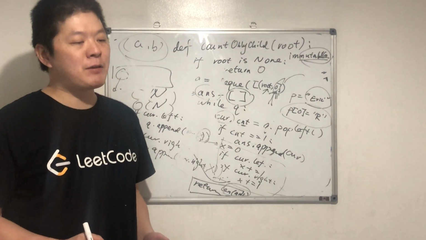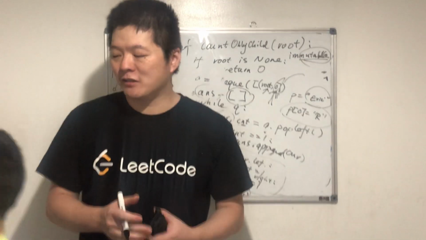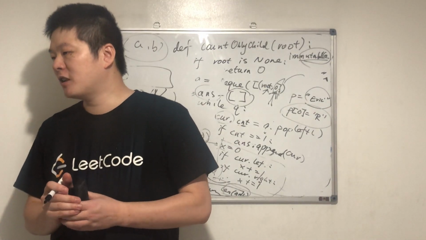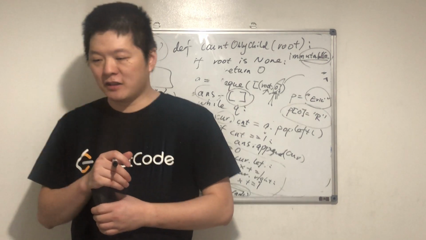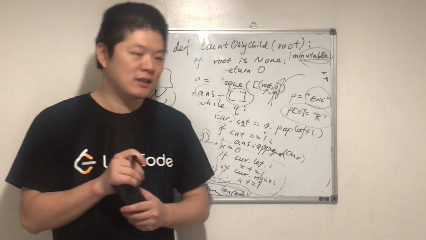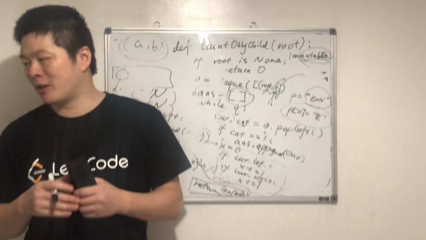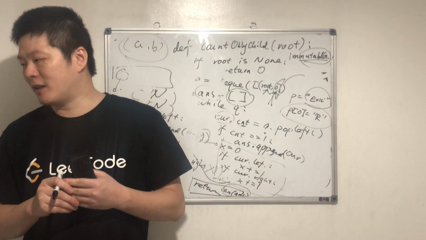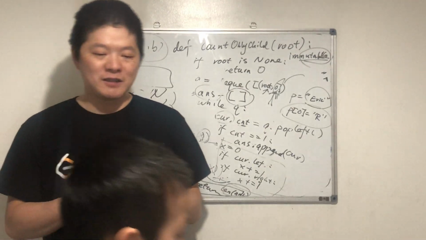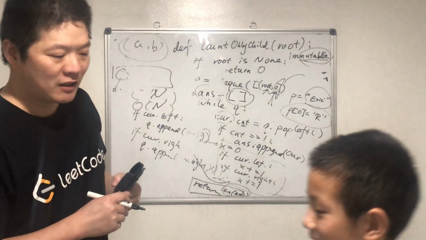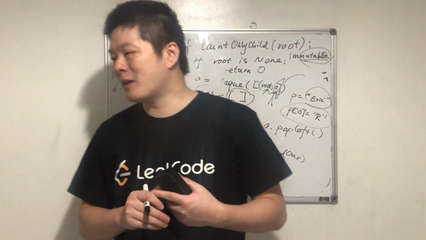Level by level. And what kind of data structure are we using to implement the breadth-first search? Queue. Yeah, and the queue is first in, first out. And in Python, what class name is used to implement the queue? Deque. What does the D stand for? Double-ended.